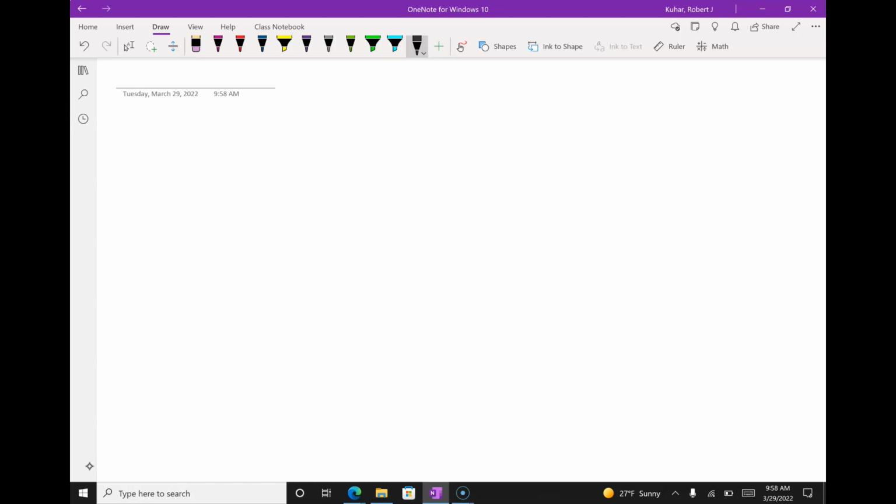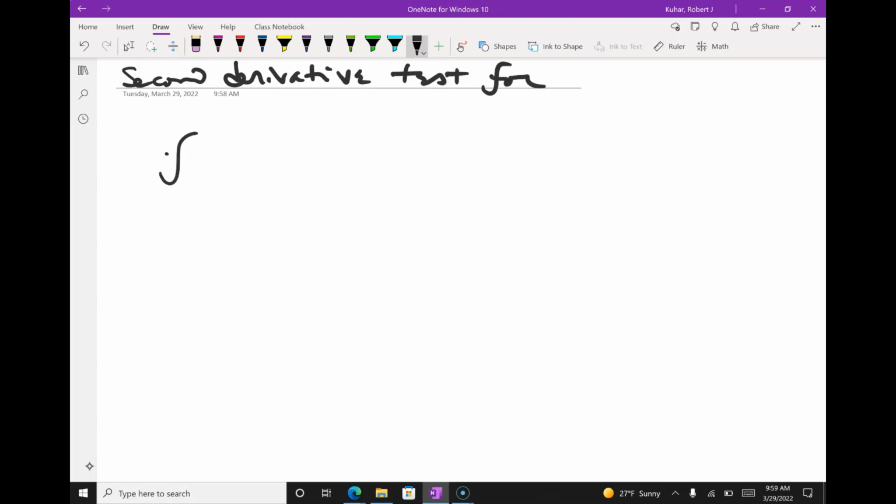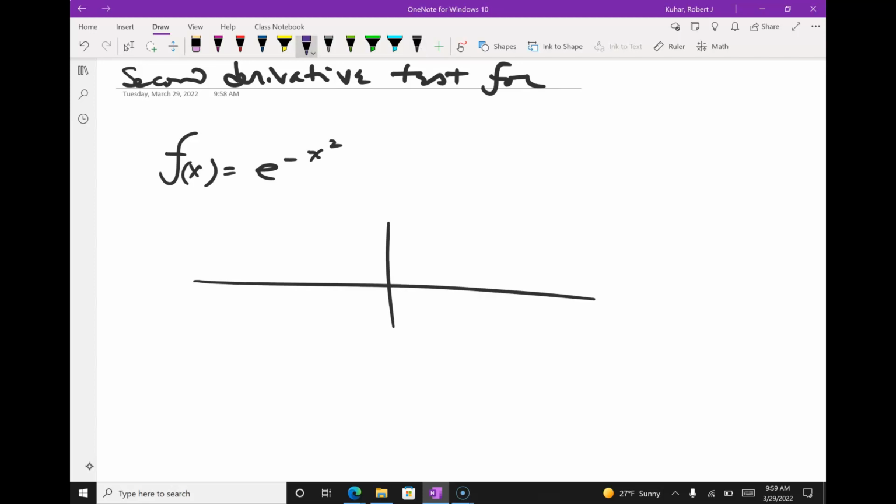All right, let's do a second derivative test complete for e to the minus x squared. Nice. We already know the graph, which is kind of nice, right? It's that bell curve. Pretty important curve, especially if you think about statistics or curving a test. What does it mean for curving a test?